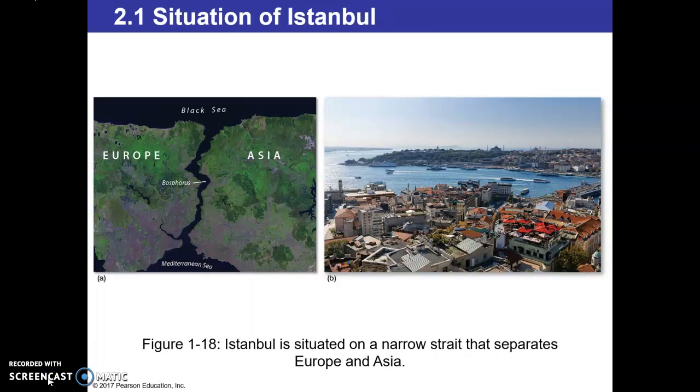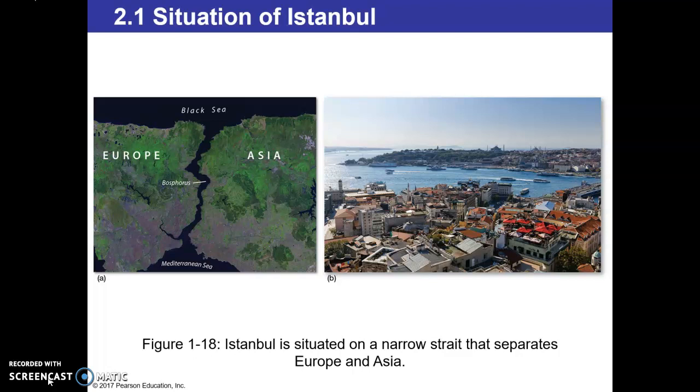Now let's take a look at some images that'll help us better understand situation. These two images are from figure 1-18 and are also located on page 15 of your textbook. These two images indicate the situation of Istanbul, Turkey. Istanbul is situated on a narrow strait that separates Europe and Asia. Istanbul is situated along the Bosphorus. This is a waterway between the Black and Mediterranean seas. Europe lies to the west and Asia to the east.